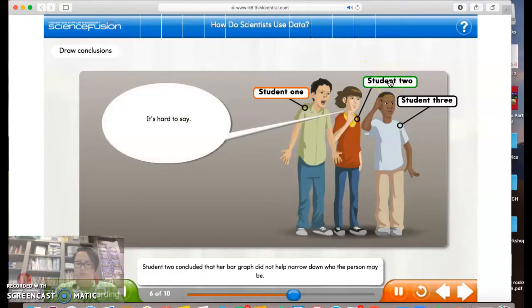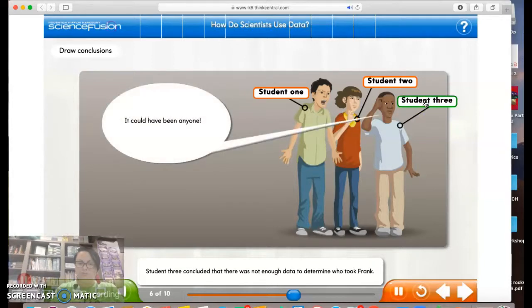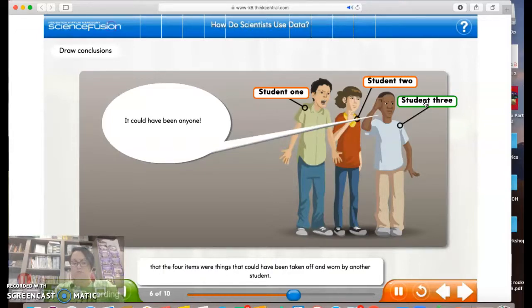Student 2 concluded that her bar graph did not help narrow down who the person may be. Student 3 concluded that there was not enough data to determine who took Frank. After hearing what the other 2 students had to say, Student 3 realized that the 4 items were things that could have been taken off and worn by another student. Okay, so just because someone's not wearing that backpack now doesn't mean that they weren't wearing it at the time when Frank went missing. That was a good observation of student 3.